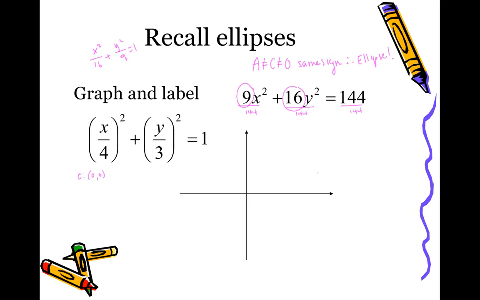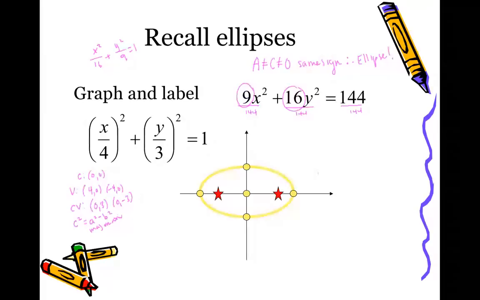right? To get to the vertices, you'd be going right 4 and left 4. So you would have vertices at 4, 0 and negative 4, 0. You're looking at which one's larger to figure that piece out. The co-vertices would be 0, 3 and 0, negative 3. To find the foci, you would do c squared equals a squared minus b squared, and those would be on the major axis. So when we graphed this, this would look something like this.